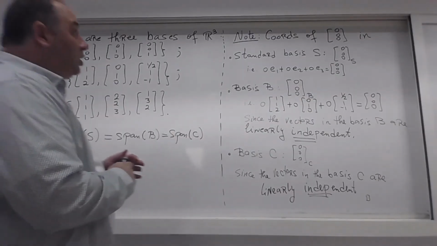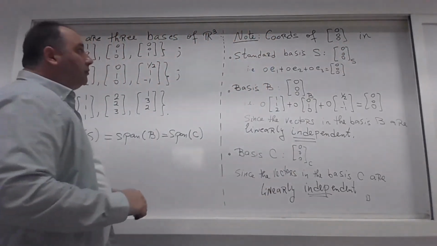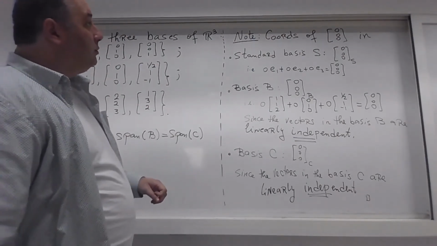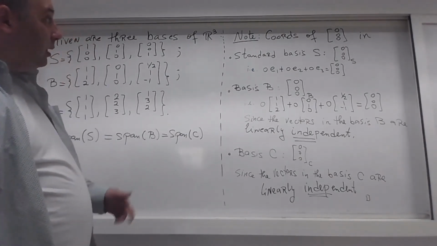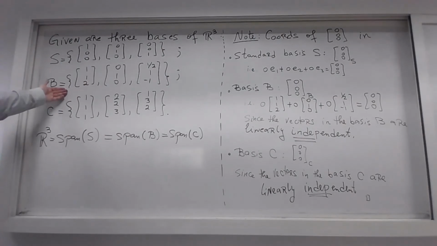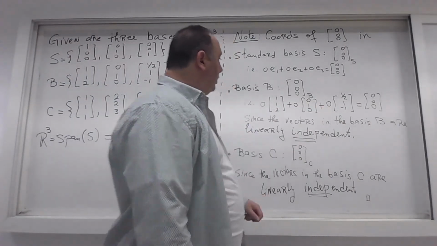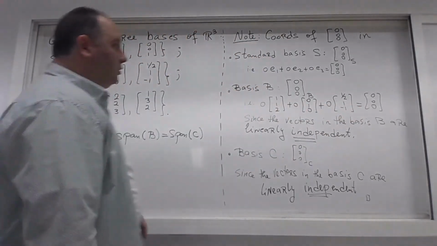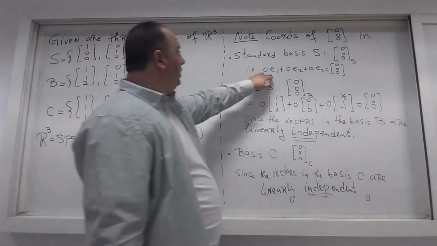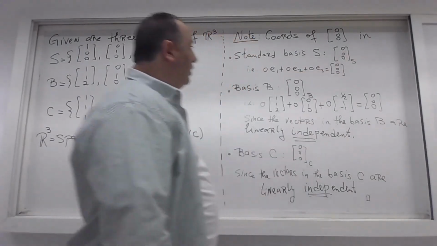An important observation: the vector 0, 0, 0, so the vector 0 from R3, its coordinates in every basis of R3 are 0, 0, 0. Why? Because the vectors in the basis are linearly independent. And by the definition of linear independence, the only numbers that you can put in front of the linearly independent vectors to get vector 0 are 0, 0, 0. So obviously vectors E1, E2, E3 are linearly independent, so 0 times this plus 0 times this plus 0 times this gives vector 0, 0, 0.